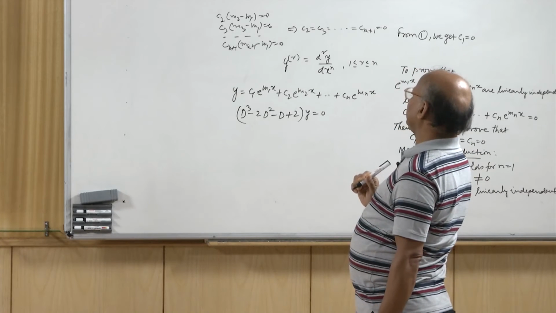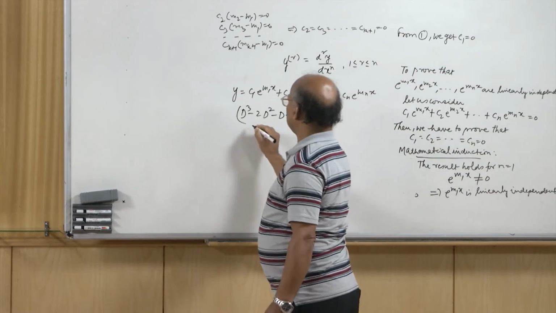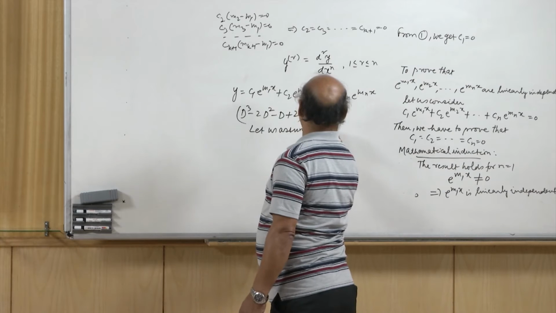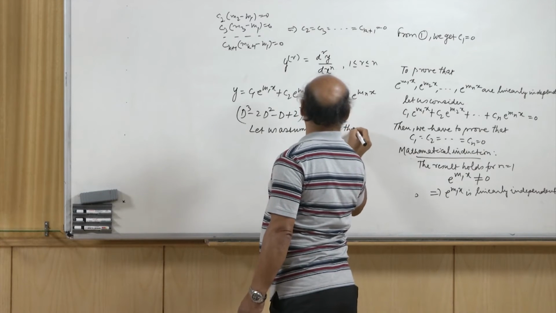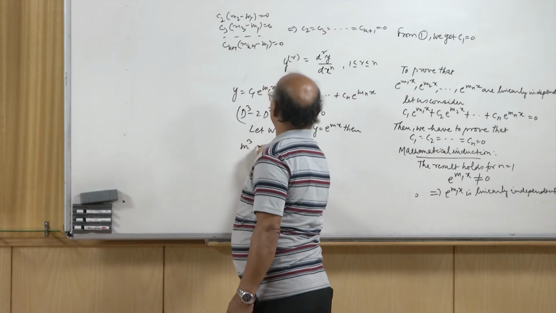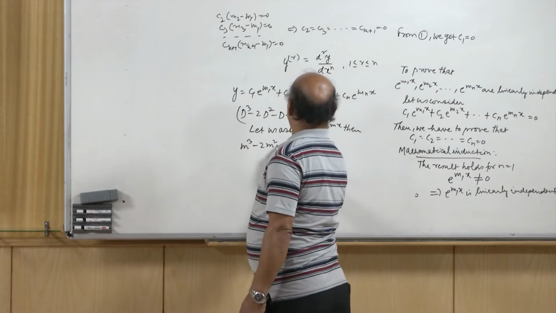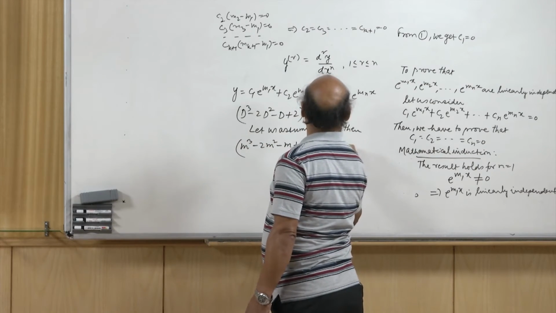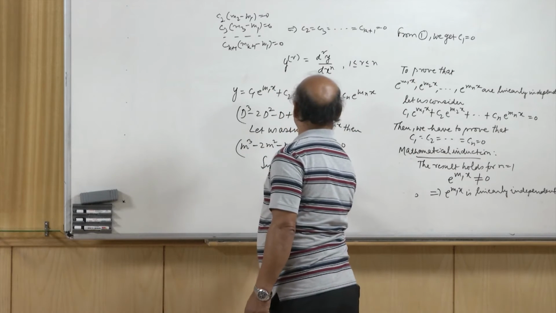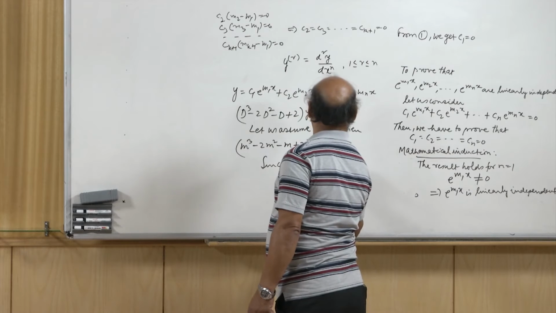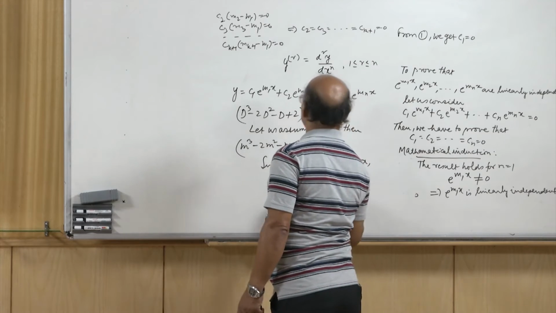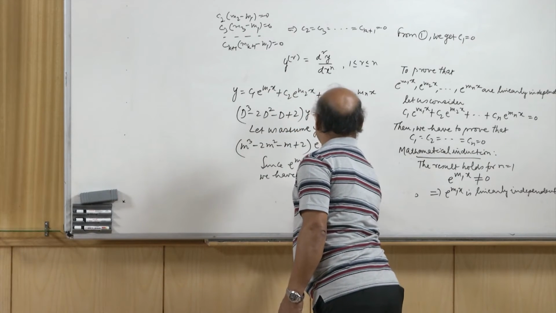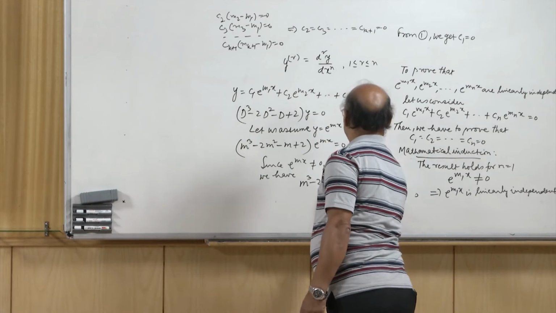So, it is a third order linear differential equation with constant coefficients. Let us assume y equal to e to the power mx. Then we get (m cube minus 2m square minus m plus 2) e to the power mx equal to 0. Since e to the power mx is not 0 for any x, we have the auxiliary equation m cube minus 2m square minus m plus 2 equal to 0.